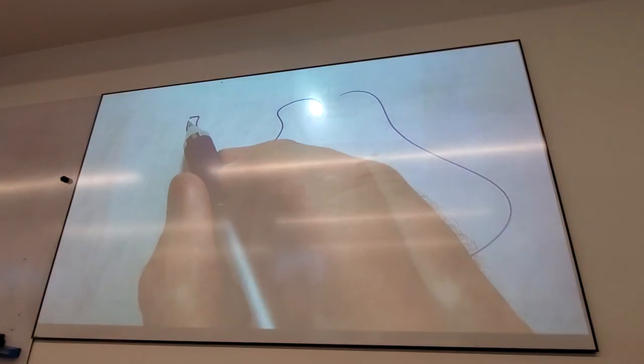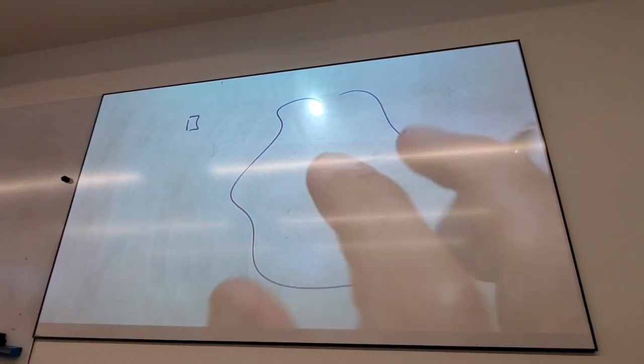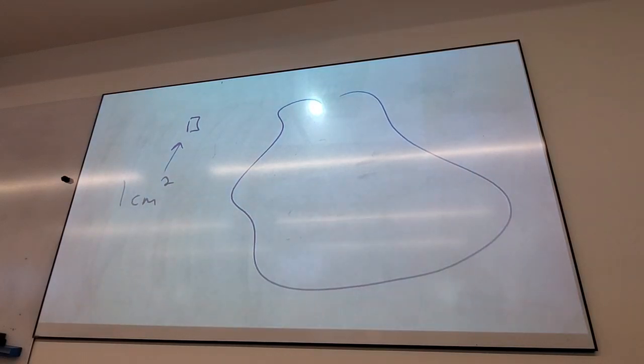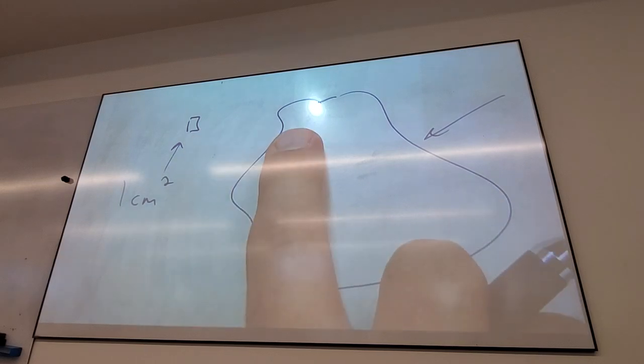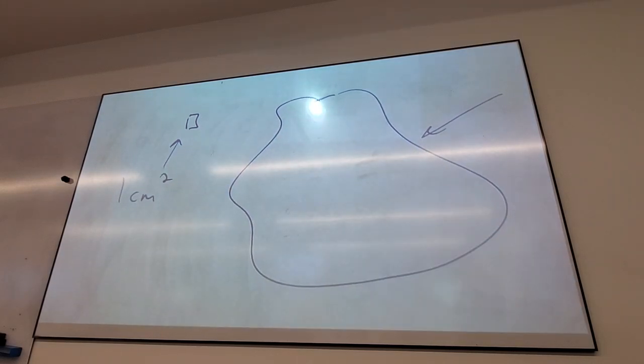Couldn't you just cut out a piece of this and just start laying it on here? So if this was like 1 square centimeter, and I want to know what's the area of the shape, couldn't you just cut a bunch of those out and just put them in? Does that make sense? Would it be exactly right?